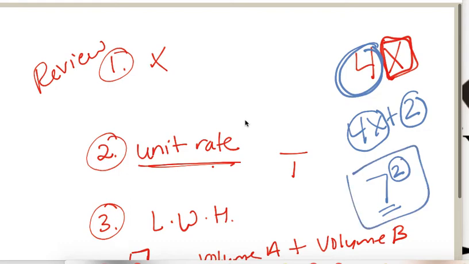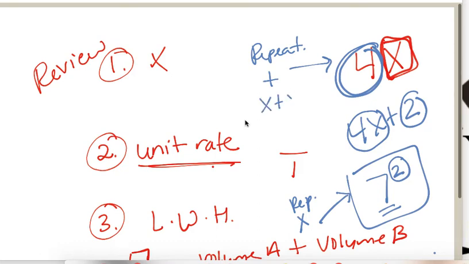Don't forget this is repeated addition. This is repeated multiplication. So this would be x plus x plus x plus x. And this would be 7 times 7.